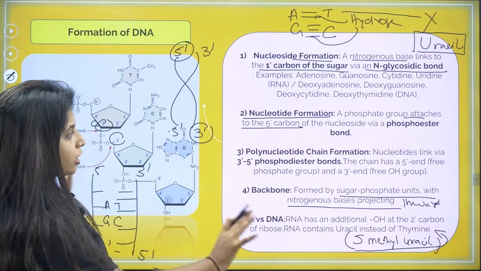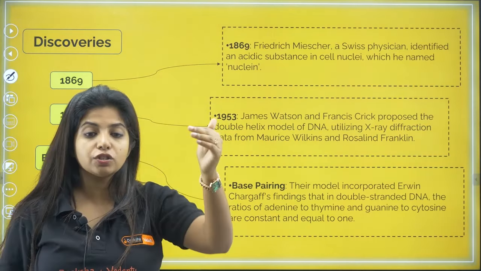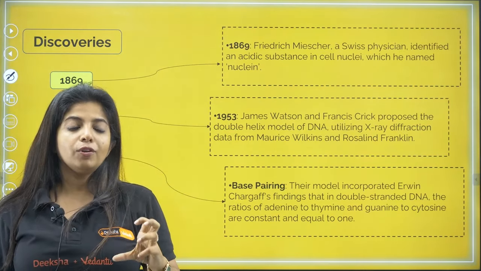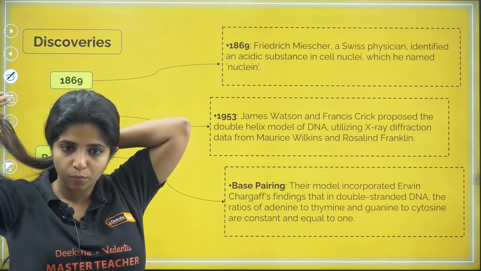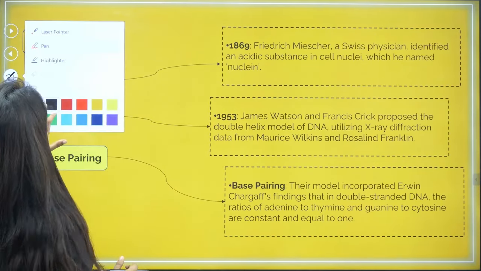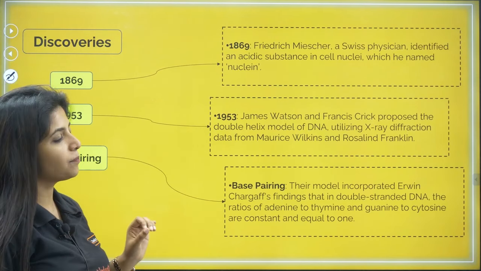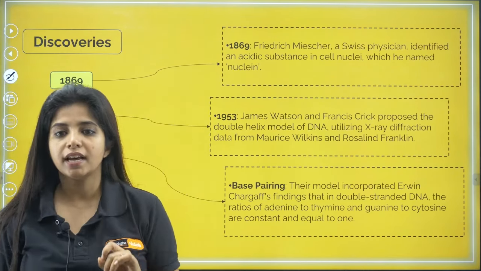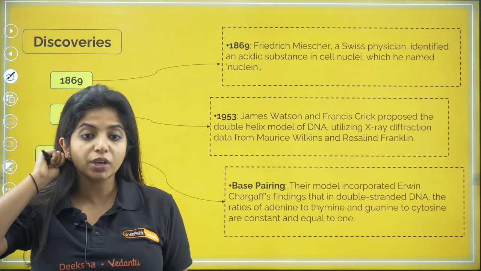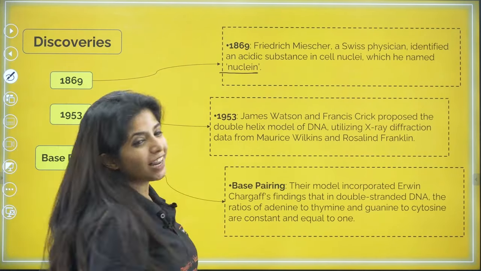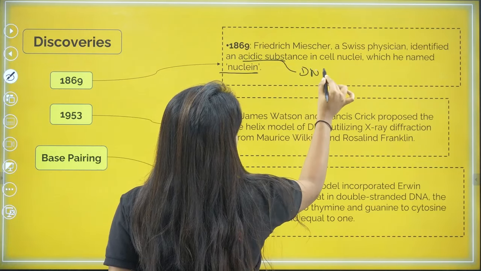That's all. So we studied the structure, whole thing is clear. And now in your book, there's a paragraph where it is speaking about the discoveries. This is given just before the explanation of the double helix model. So discoveries, the first discovery is in the year 1869. Frederick Mischer, he was a Swiss physician. He identified there is some acidic substance in the cell's nuclei, which he called nuclein. Can you guess what is this acidic substance? It is none other than your DNA, my dear children.